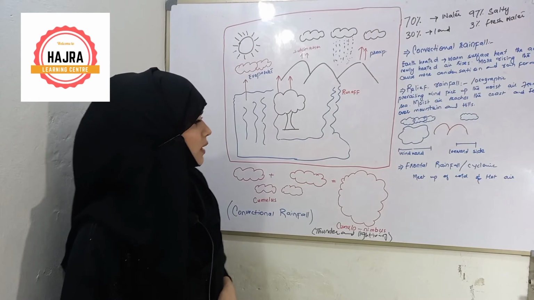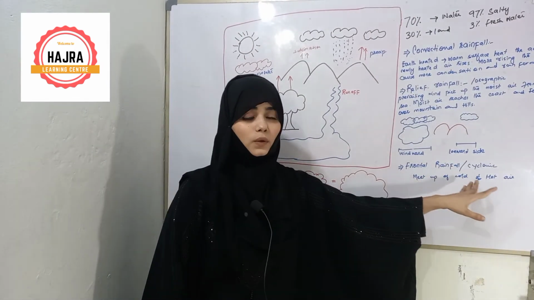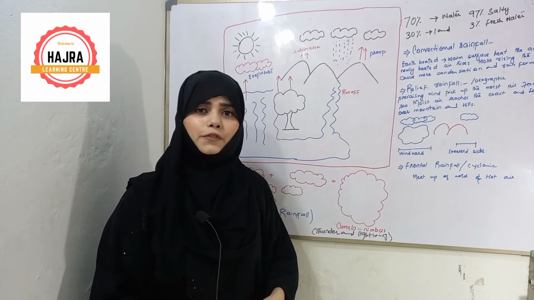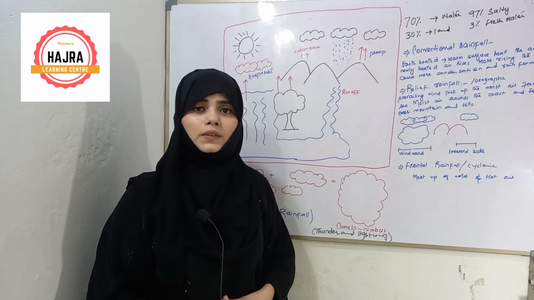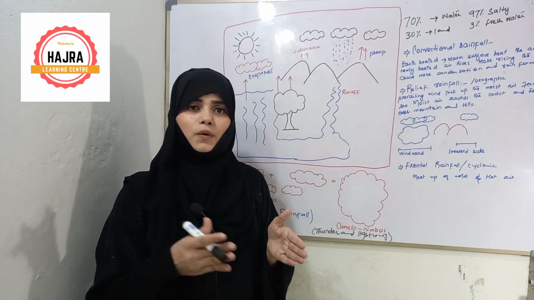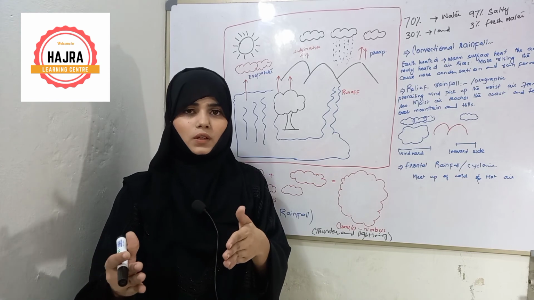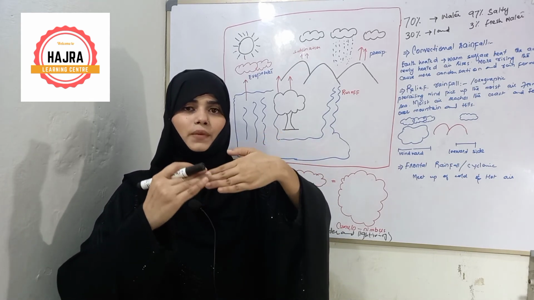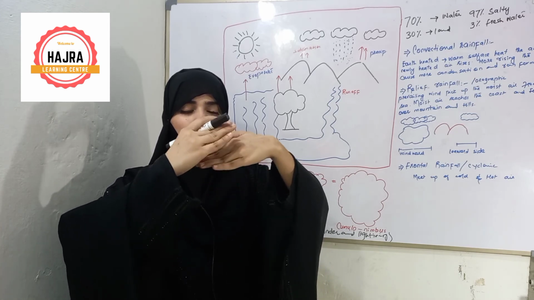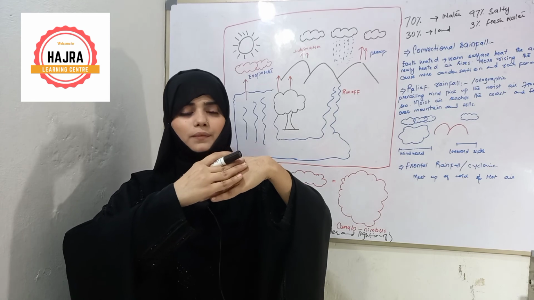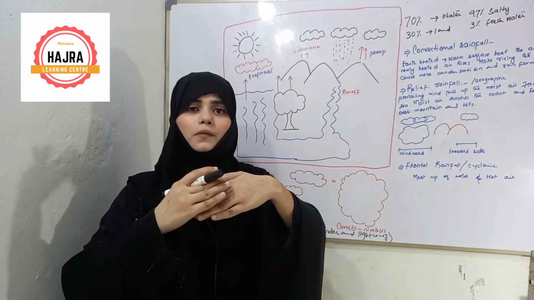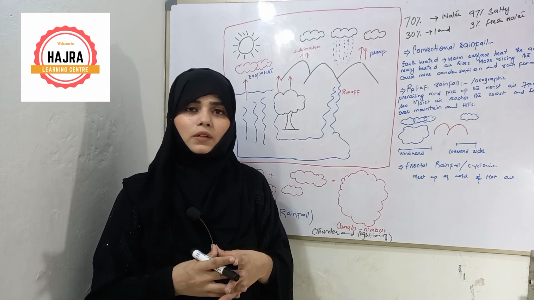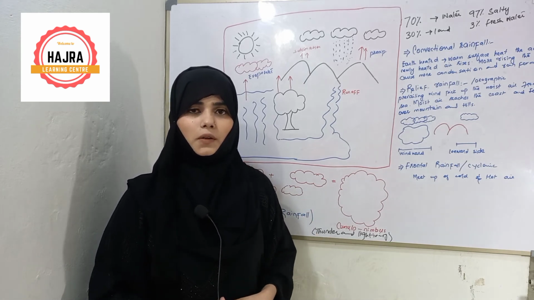Now let's come to the last and third rainfall, which is called frontal or cyclonic rainfall. In frontal or cyclonic rainfall, there is a meetup of two different types of air. Number one is cold air and the other is hot air. Cold air is heavier in weight, so it sinks down, and warm air is lighter in weight, so it comes up. So here there is a meetup of two different types of air. Cold air will sink down and hot air will come up. When two airs meet each other in this way, this type of rainfall is called frontal rainfall or cyclonic rainfall.